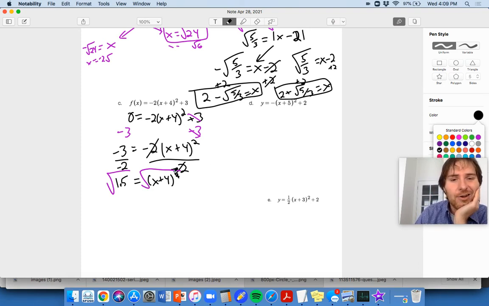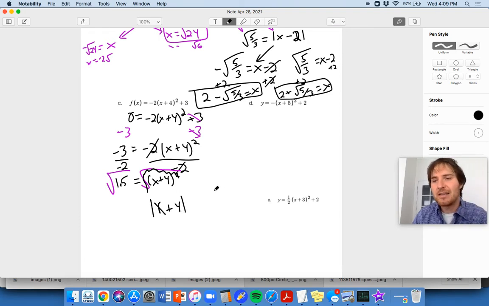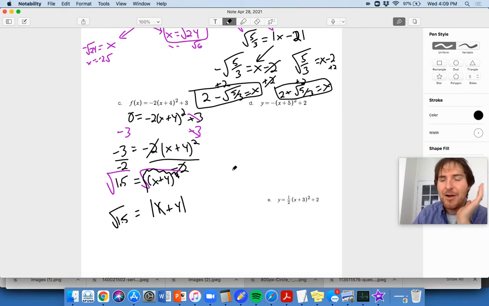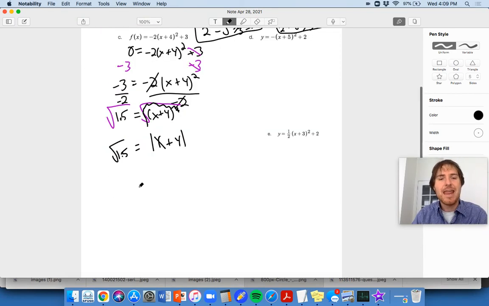Well, I know that I'm going to cancel out the squaring, but what I got to remember, well, this here, we need the absolute value of x plus 4, because it could either be the negative of this, x plus 4, or the positive of x plus 4. That, when multiplied to itself, became 1.5. So this is now how I'm writing my equation. Okay? Next, what am I going to do?